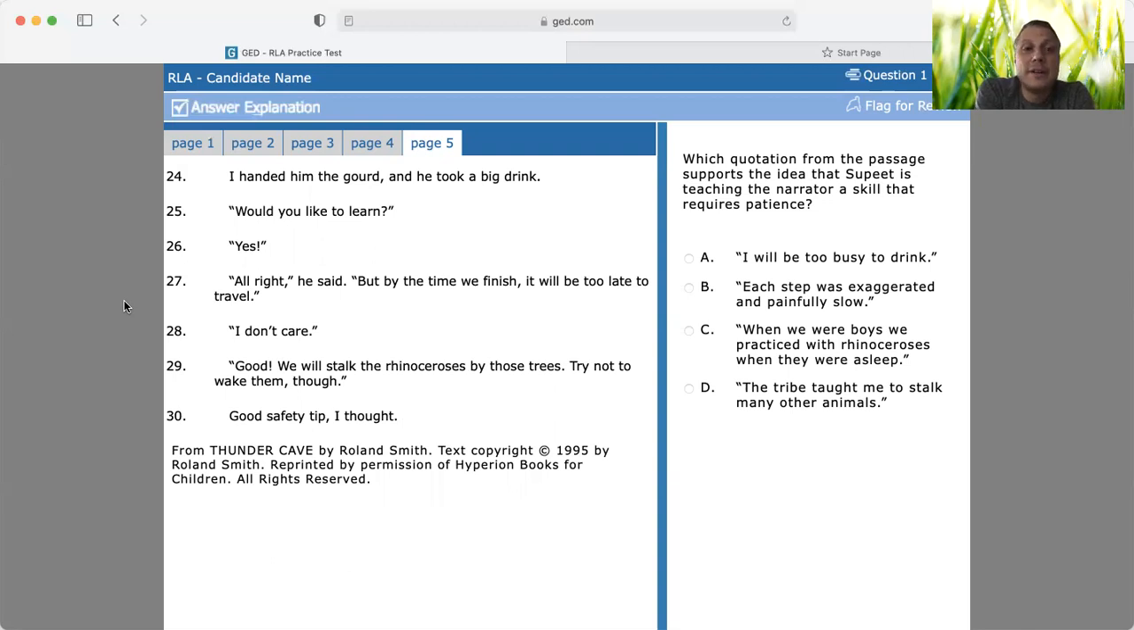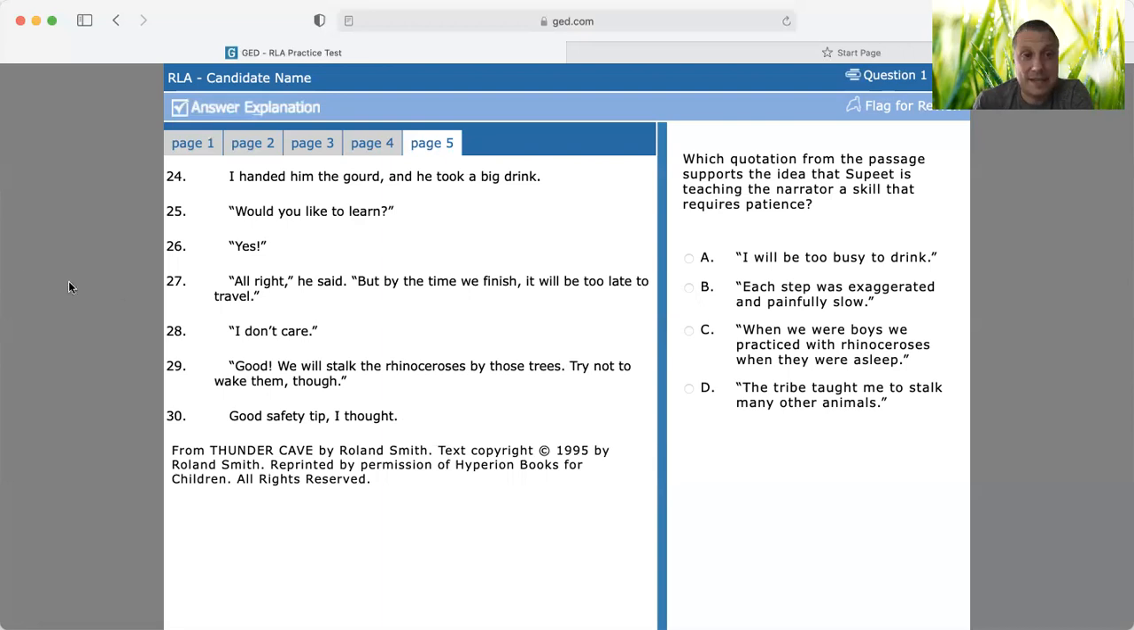Would you like to learn? Yes. All right, he said. But by the time we finish, it will be too late to travel. I don't care. Good. We will stalk the rhinoceros by those trees. Try not to wake them, though. Good safety tip, I thought.